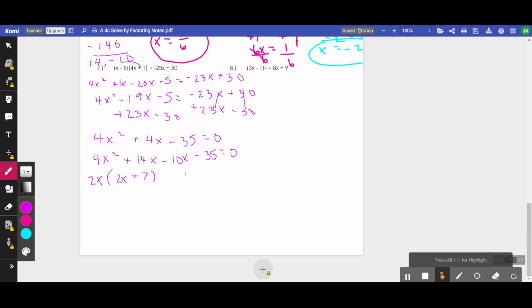And then you can group your last two terms too. So you have negative 10x minus 35. Your GCF for those two would be a 5, but you want two positives in there, so you'll have to factor out a negative 5. That way the signs will change. And remember your parentheses have to match the other. So negative 5 times positive 2x will give you the negative 10x. And then negative 5 times a positive 7 will give you the negative 35. Then you can write it in the short way. So you'll have 2x minus 5 as one of your factors, and 2x plus 7 for the other one.